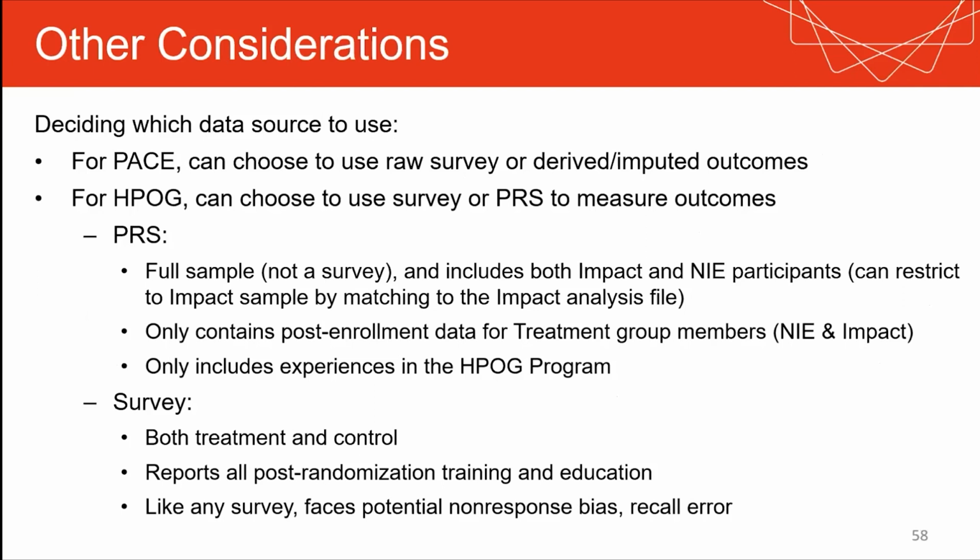And then just some brief considerations to help you think about what data is appropriate for your research question. For PACE, you have the option to either use the raw survey or the fully derived and imputed outcomes, and that decision could come down to whether you want to replicate what was done in the published reports, or whether you want to treat things differently, or look at data that we didn't use in the reports. Then for HPOG, you can choose between using the survey data or the PRS, and the same thing applies to HPOG 2, the survey or the PAGES, to measure outcomes. And there are strengths and drawbacks of each of those. I think I'll just skip over that in the interest of time.